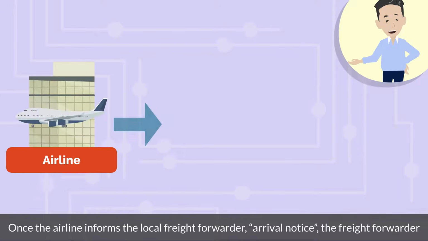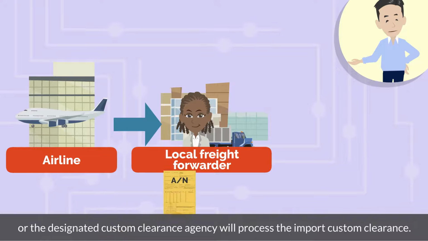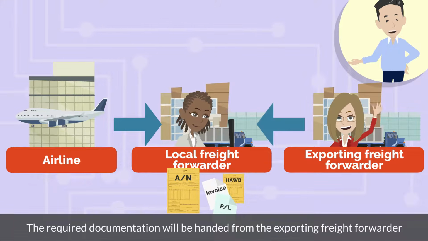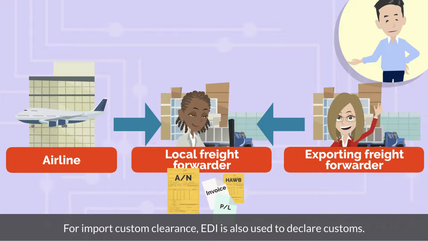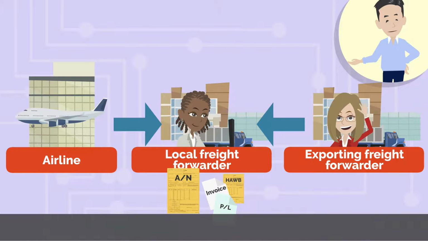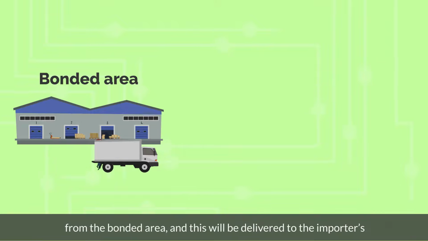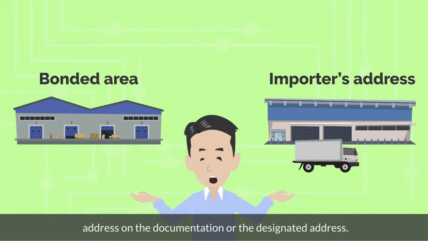Once the airline informs the local freight forwarder of the arrival notice, the freight forwarder or the designated customs clearance agency will process the import customs clearance. The required documentation will be handed from the exporting freight forwarder to the local freight forwarder, and then to the customs clearance agency. For import customs clearance, EDI is also used to declare customs. Once the import authorization is issued, the cargo is loaded onto a truck as domestic cargo from the bonded area, and this will be delivered to the importer's address on the documentation or the designated address.